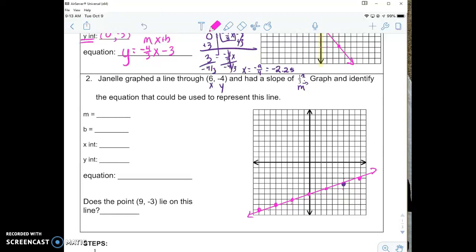I draw my line to connect my points. My m value, or my slope, was 1/3. My y-intercept, I'm looking for where this line crosses the y-axis. This is the point (0, -6). So my b value is -6. The y-intercept is that ordered pair, (0, -6).